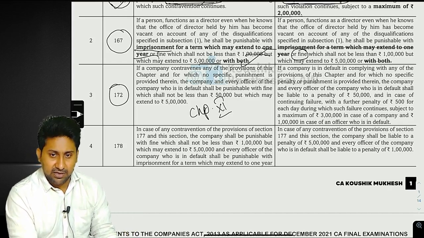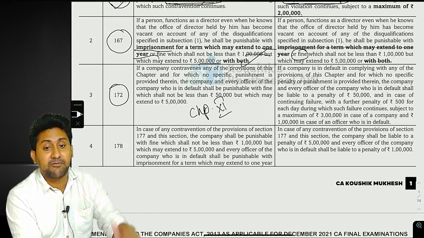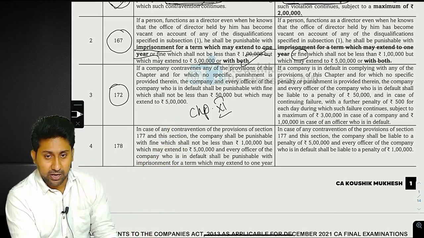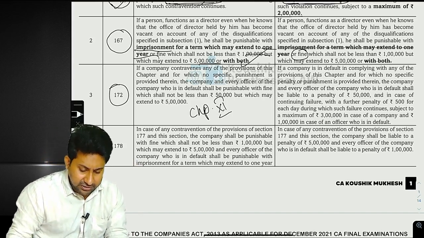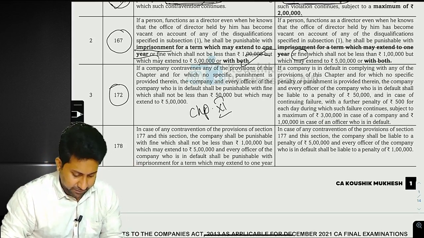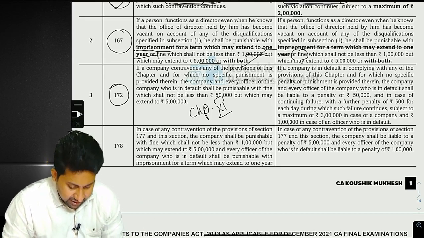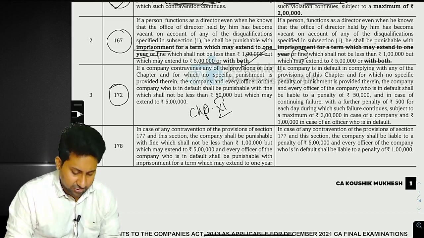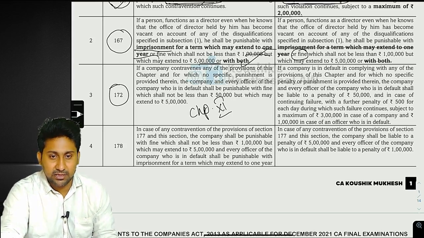In chapter number 11, wherever you do something wrong and that section doesn't provide for any kind of punishment or penalty, this will be the applicability. Okay, what is that? Let us read the prior amendment provision. If a company contravenes the provisions of this chapter, chapter 11, and for which no specific punishment is provided therein, the company and every officer of the company who is in default shall be punishable with a fine which shall not be less than 50,000 but which may extend to 5 lakh. So previously there are two things.